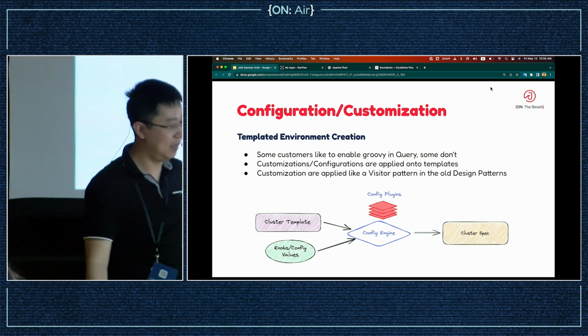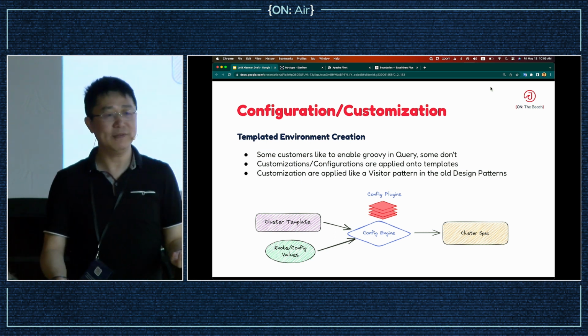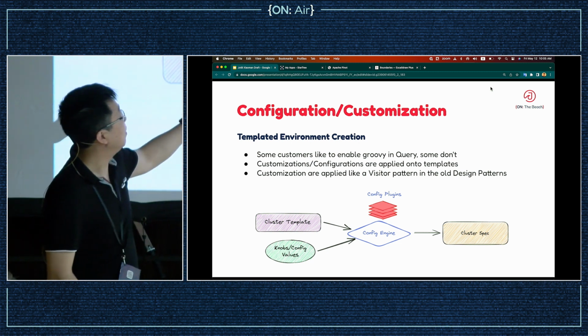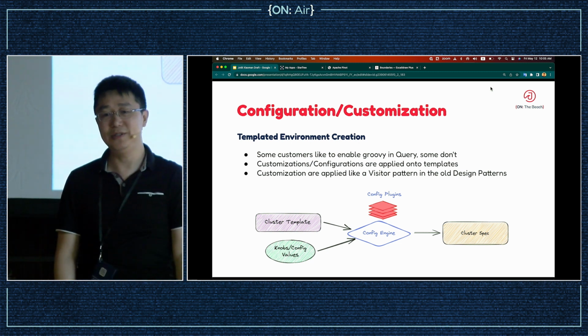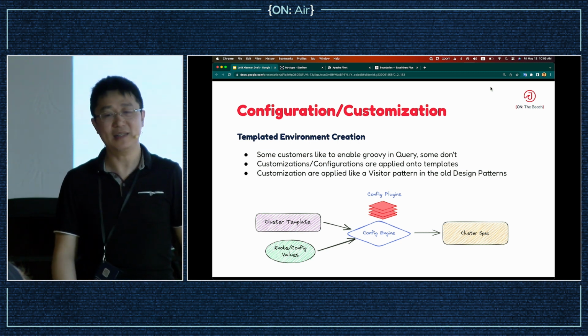Configuration. We call them knobs or config. So each customer will want different configurations. We need to meet their demands. For example, there's something called Groovy in our Pinot query. So some customers want it, the other customers don't want it. There's no way to make everyone happy.